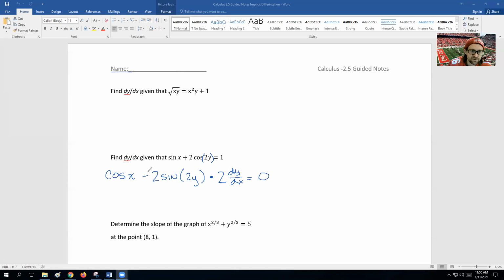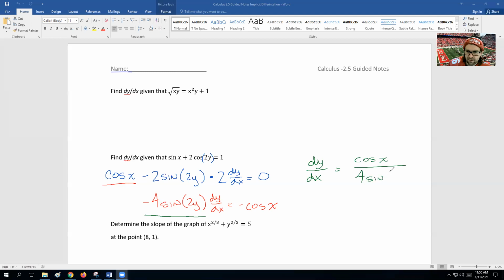All right, so let's see here. We're going to move the cosine over to this other side because it doesn't have a dy dx. And then let's simplify this. Negative 2 times this 2 here, we get a negative 4 sine of 2y dy dx. And then equals, we'll minus the cosine over, minus cosine of x. Then we need to just divide by this here. If I divide a negative cosine by a negative 4 sine, that just becomes positive. So dy dx is equal to positive cosine x over 4 sine of 2y.